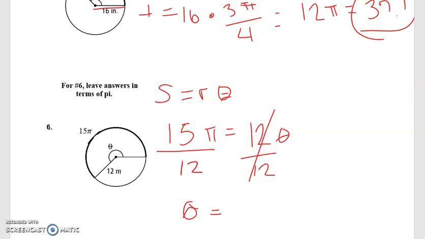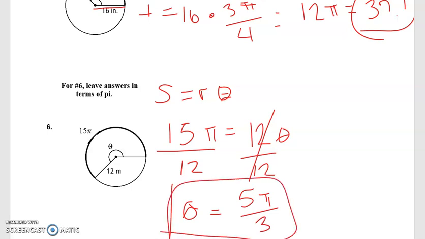We should get in the habit of simplifying. So they're both divisible by 3. So we can say 5 over 3. And that's it, because it's a leave in terms of pi.